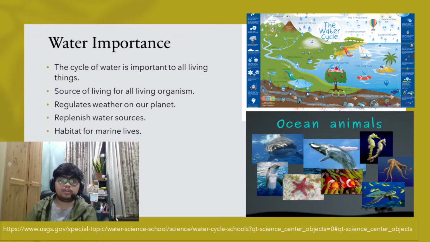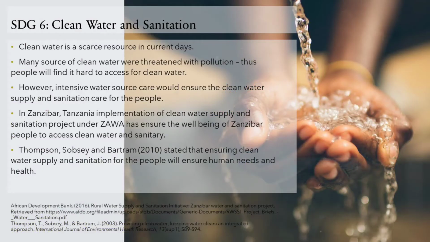The third one, the water cycle regulates weather on our planet. From the rain, we receive water and replenish water sources for our daily lives. If not, we will have difficulties to drink or bathe. The last one is water provides habitat for marine life. If there is no water, the planet will die.